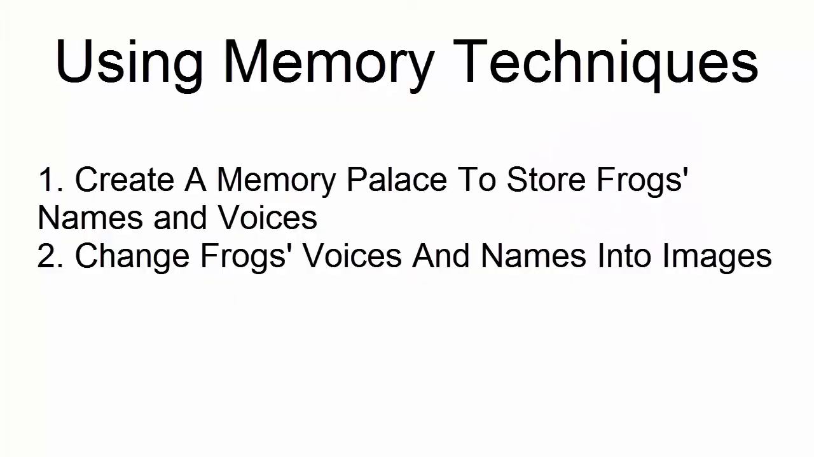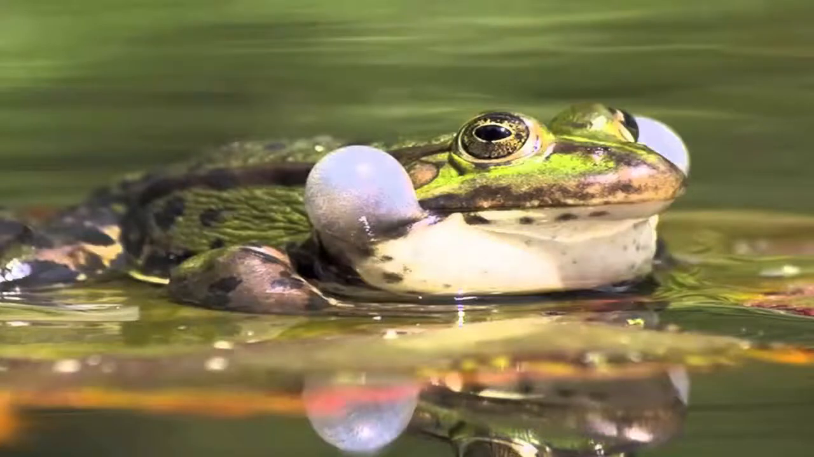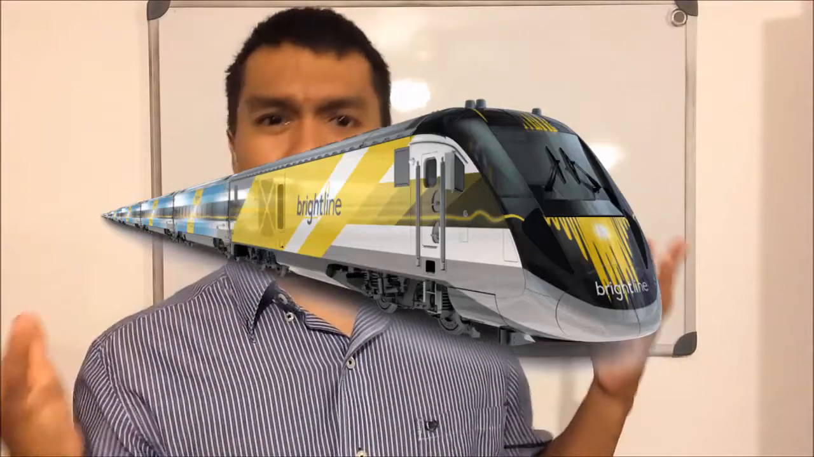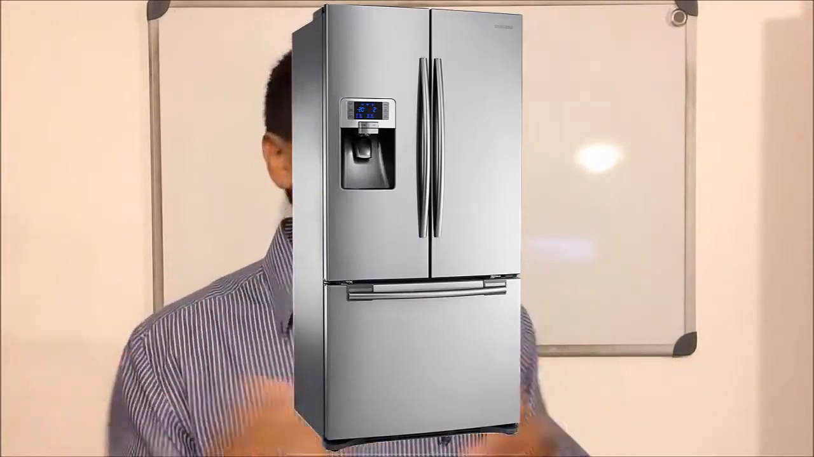The second step is to change the frog voices into images, because for me, depending on the sounds I'm hearing, depending on how the sound is being played, what speaker, it might change for me. So I have to make sure that whatever frog voice I'm hearing, I have an image I instantly associate with it. For example, if I hear this frog voice, I might think, okay, that kind of sounds like a train, or that reminds me of the refrigerator. I don't know why, but maybe it just does. And that's the image I'm going to attach to that specific sound.